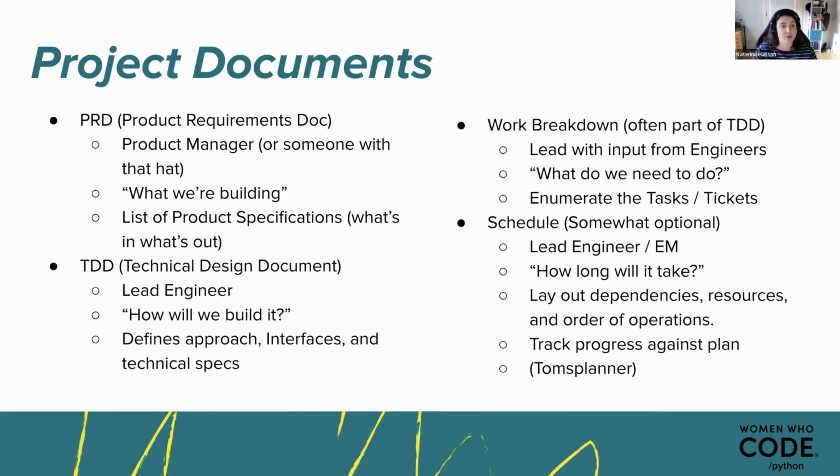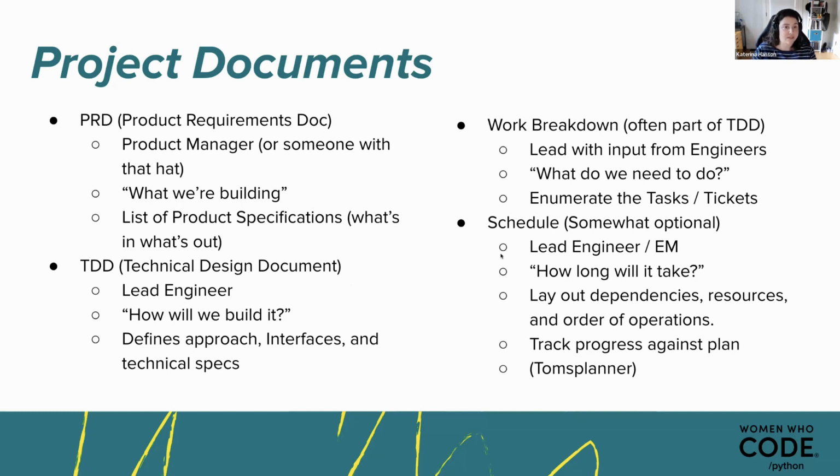We've talked about product requirements documents, PRDs. Those are usually delivered by the product manager. They answer, what are we building? And they'll usually develop a list of product specifications. So what's in and what's out for this project. After that, the lead engineer usually gets a hold of the technical design document and develops that. That describes how are we going to build it. It defines the technical approach, any interfaces, the technical specifications for it.